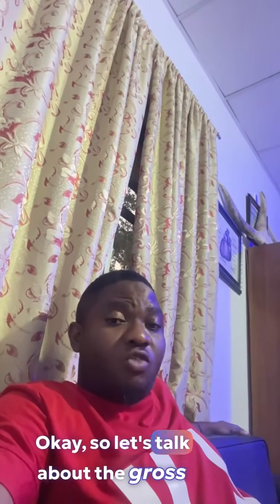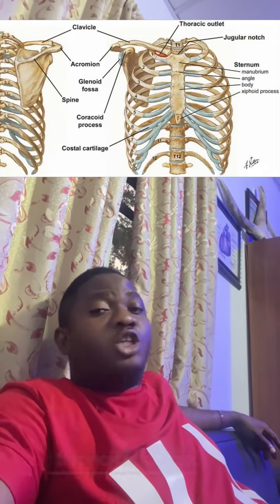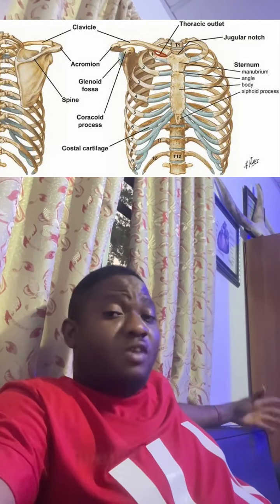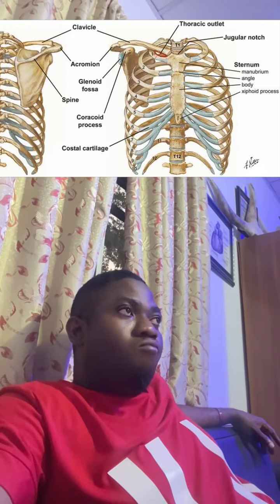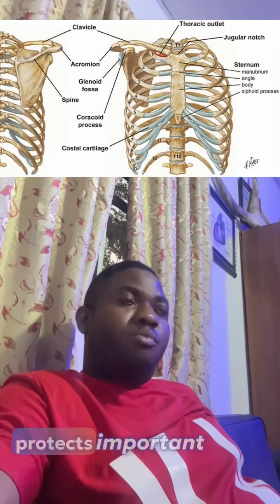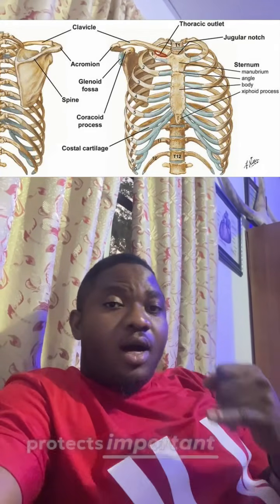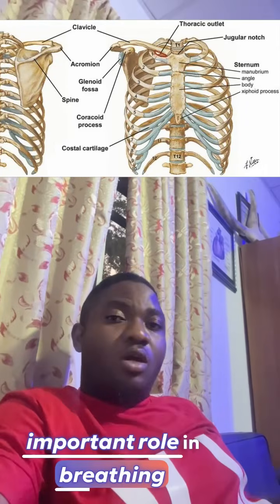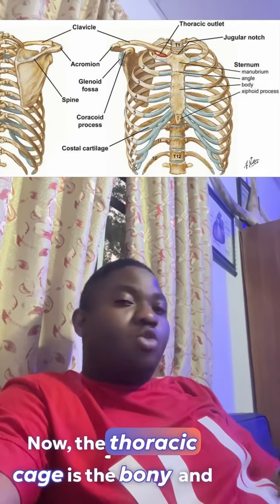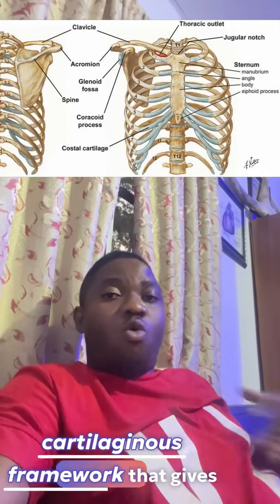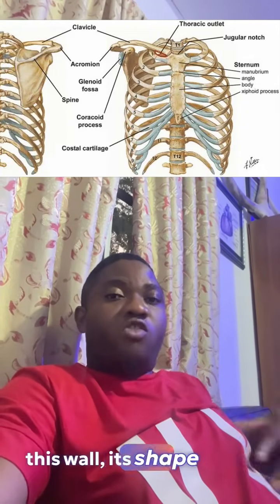Okay, so let's talk about the gross anatomy of the thoracic wall and the thoracic cage. This is the first lecture when we're talking about thorax, abdomen, pelvis, and perineum. The thoracic wall encloses the thoracic cavity and protects important organs like the heart, the lungs, and the great vessels, and plays a very important role in breathing, respiration. Now, the thoracic cage is the bony and cartilaginous framework that gives this wall its shape and strength.